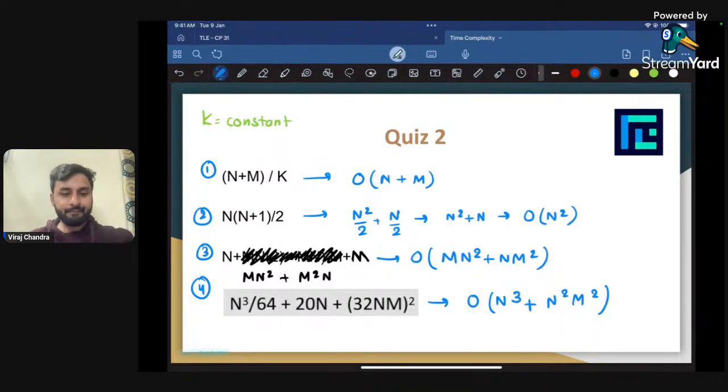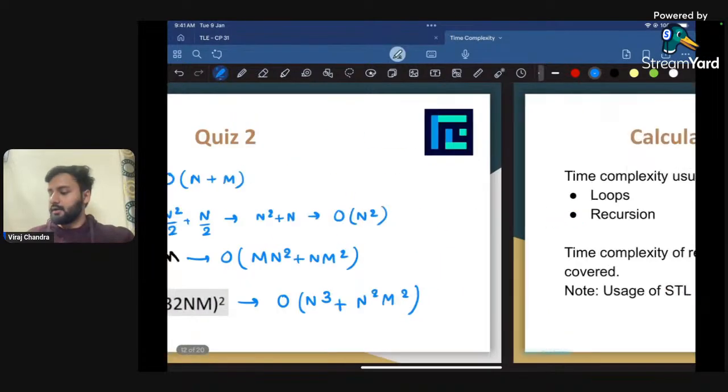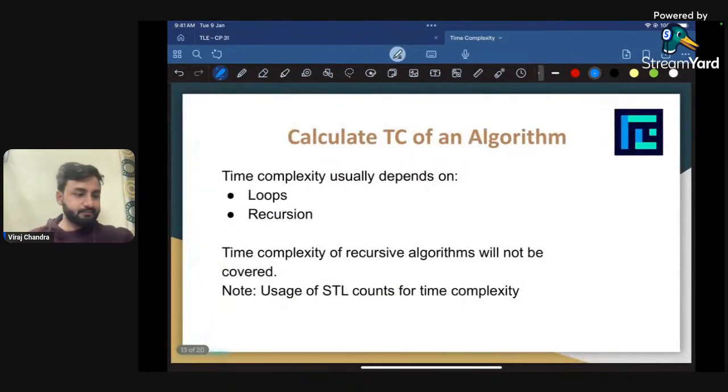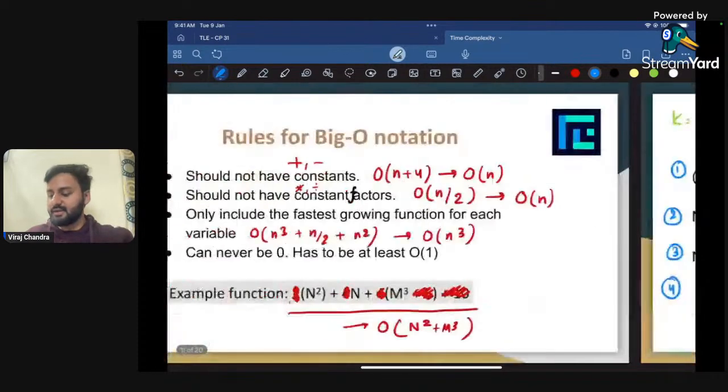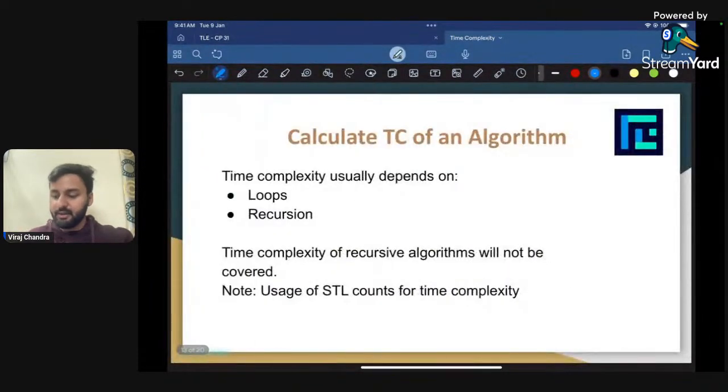Okay? Great. Let us move on. So now that we have done a quiz also, we have understood the rules of big O notation, how do we calculate the time complexity of an algorithm? Normally, up to your level, beginner level, even up till level 2, and this doesn't stop at level 2, it goes even further, it just deepens the knowledge.